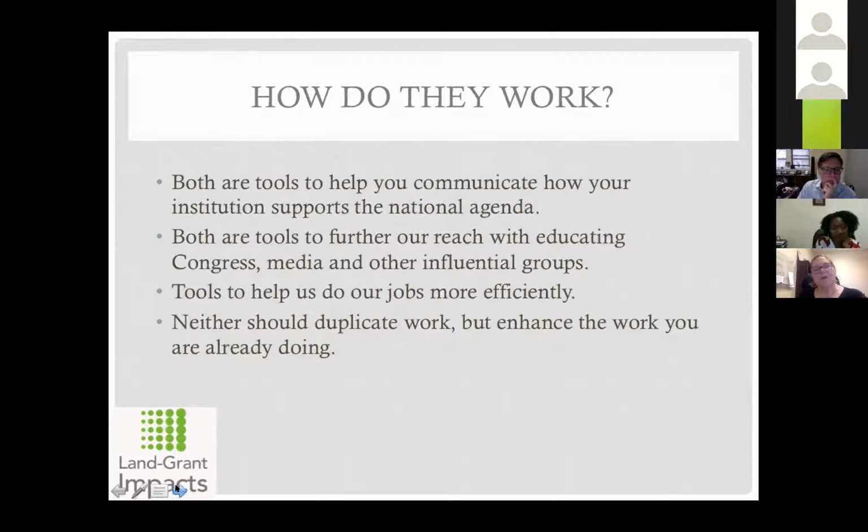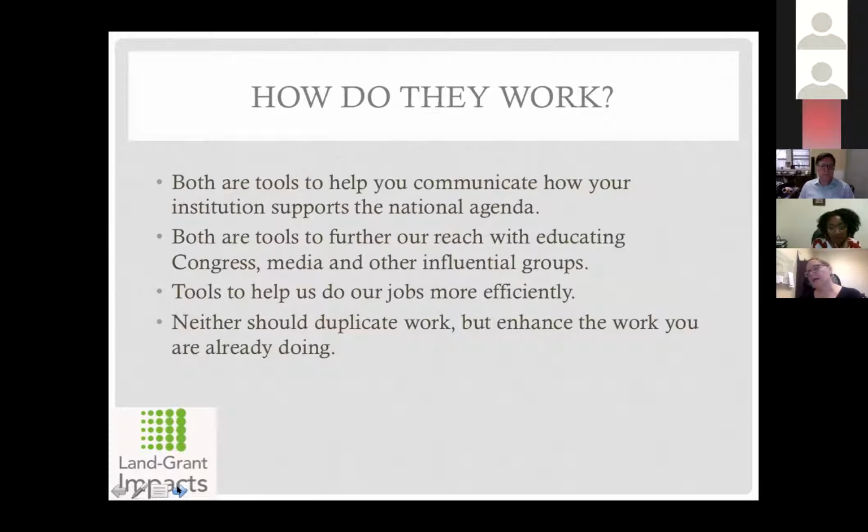So both of those are intended to be tools that help us communicate not only our own institution, but how we support that national agenda and what we are doing as a complete system to help move those critical issues along. And they are tools that should help us do our jobs more efficiently, not create more work for us, and help us to educate Congress and media and other influential groups. But they should not duplicate the work that we're already doing, but should help us enhance that work that we're already doing.